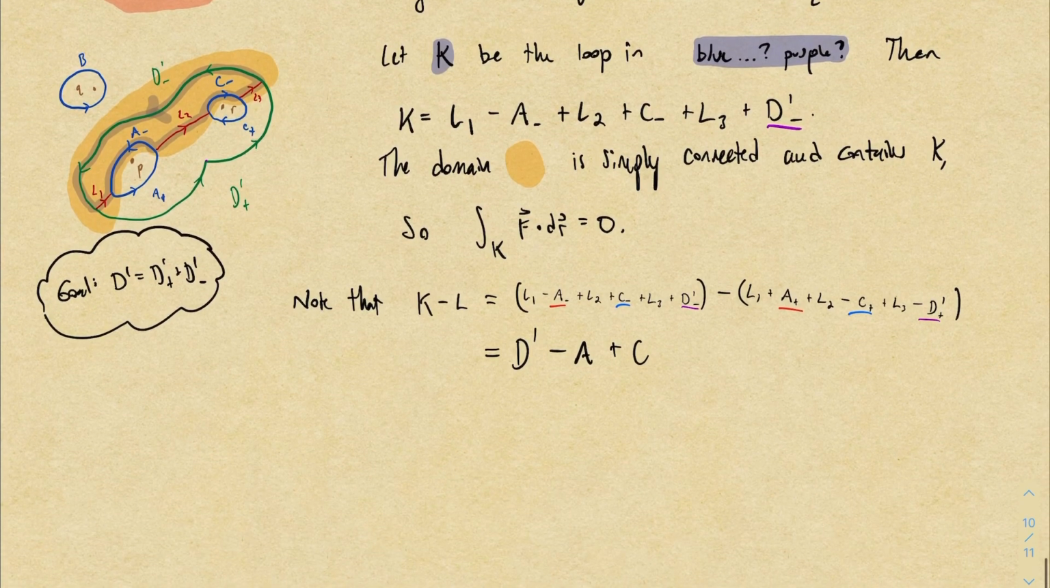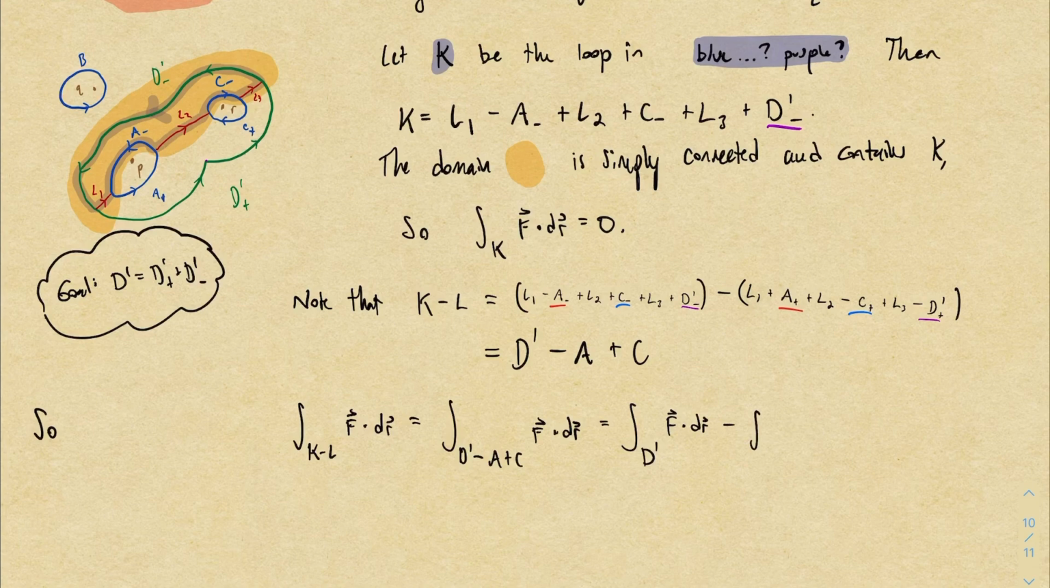And so we're in the home stretch. This means that if we integrate F over K minus L, well, this is the integral over D1 minus A plus C. And then I can split this integral up over those three pieces. I get the integral over D1 minus the integral over A plus the integral over C. But on the other hand, integrating over K minus L is the same thing as integrating over K minus the integral over L. But earlier we showed that both of those are 0, so this expression equals 0.